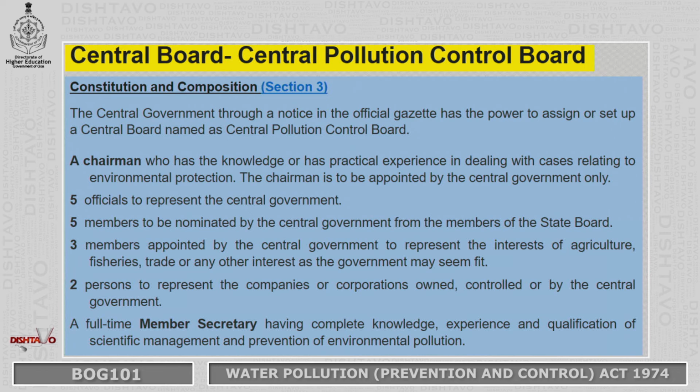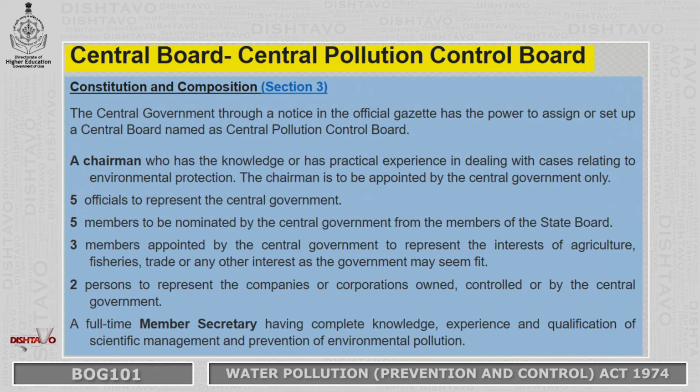So accordingly, the Water Act constitutes three boards. One is the Central Board, which is called the Central Pollution Control Board. The other is the State Board, and also a Joint Board. Now the constitution and composition of the Central Board is in section 3. So the central government, through a notice in the official gazette, has the power to set up a central board which can be named as Central Pollution Control Board.